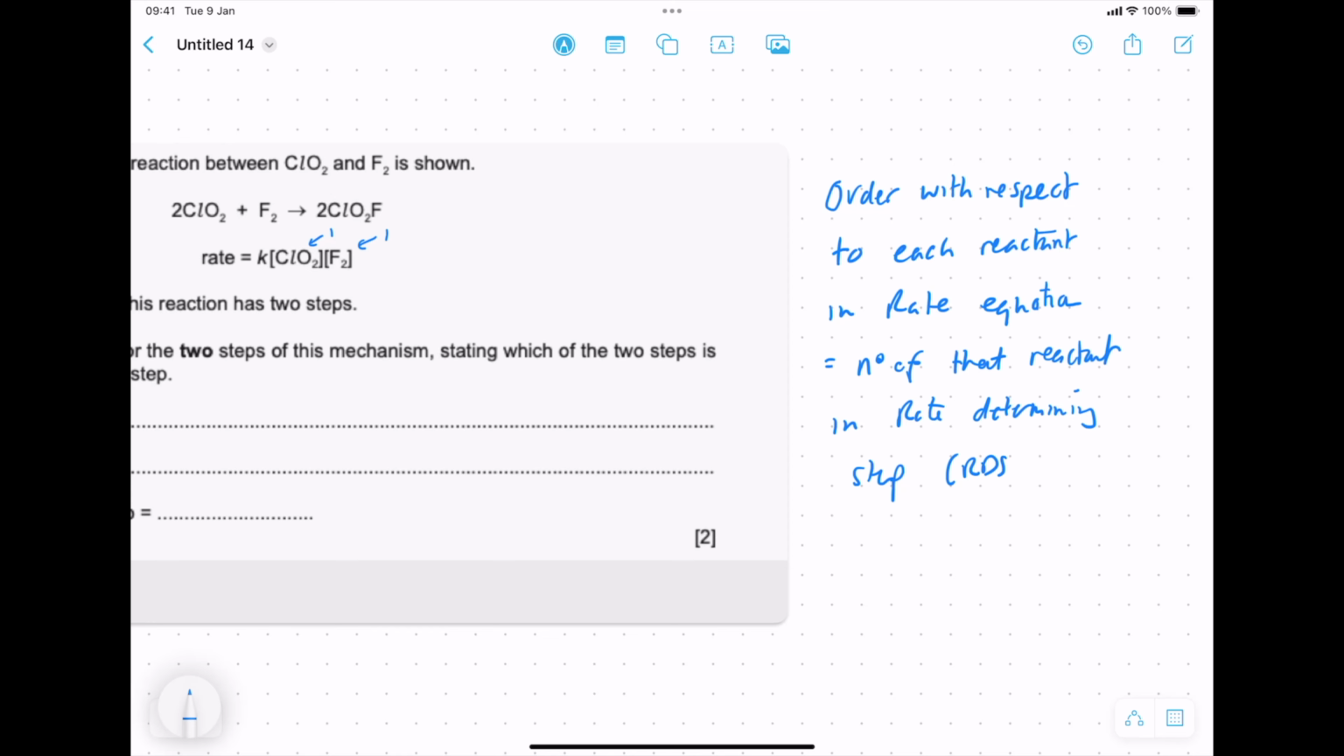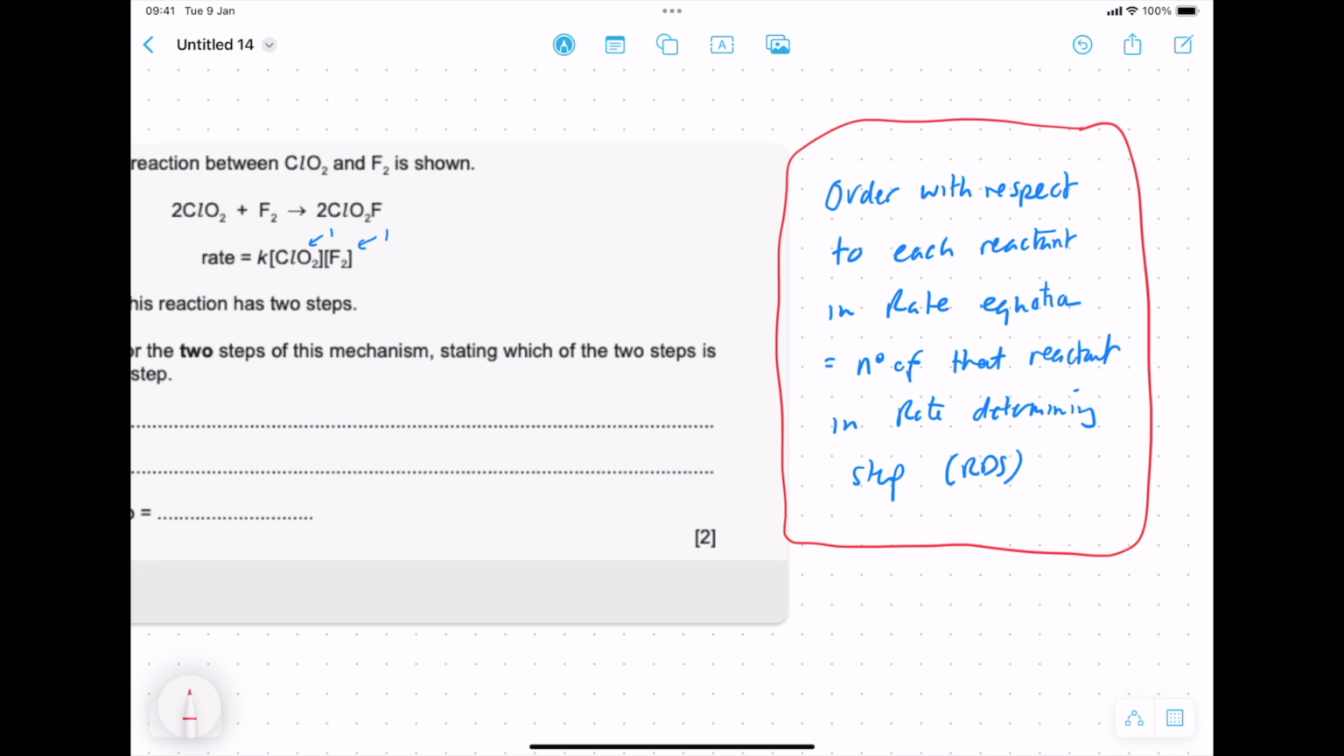The rate determining step is the slowest step in a reaction mechanism and determines the overall speed of the reaction. So logically, if you've got molecules in the rate equation, they are going to affect the rate of reaction, which is why they must appear in the rate determining step. This is very important to follow because it helps you determine the rate determining step before you try and work out other steps in the mechanism. So the order with respect to each reactant in the rate equation is equal to the number of that reactant in the rate determining step.